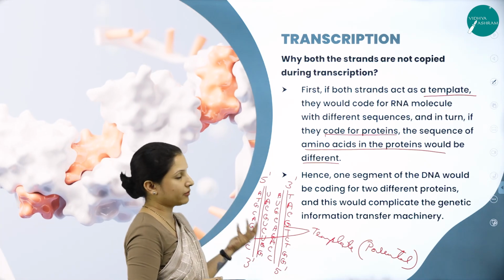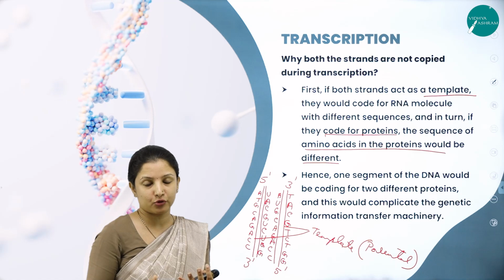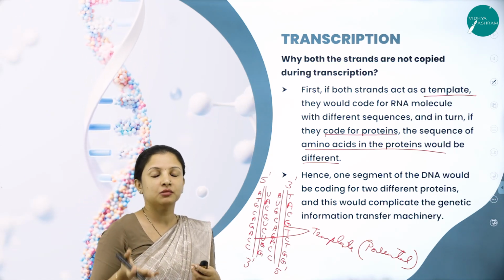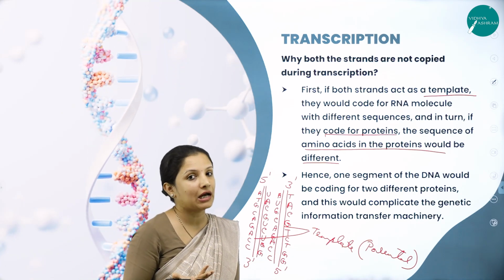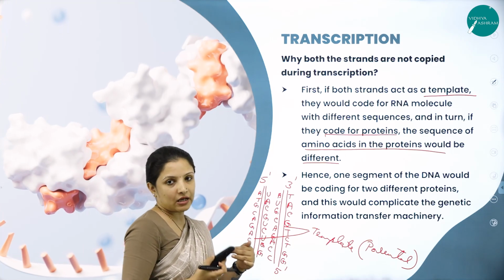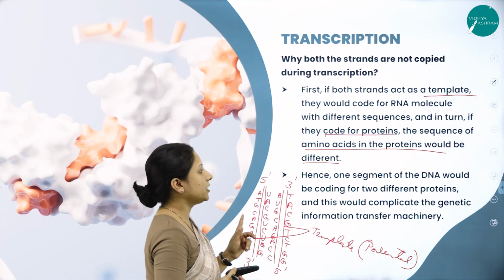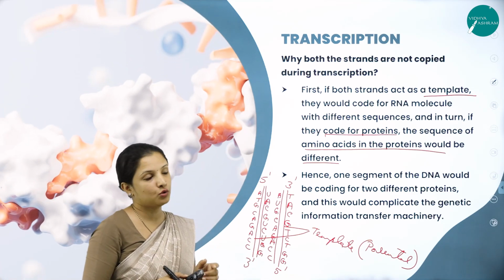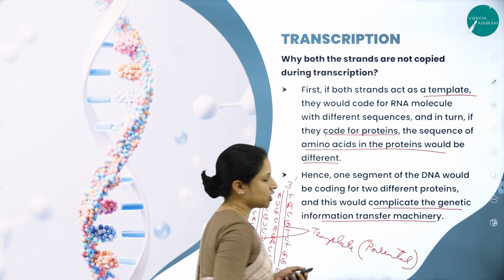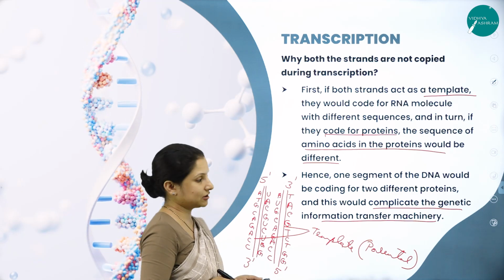Now, if different types of amino acids with different combinations are produced, different sets of proteins will get produced, because at the end of the day, proteins are nothing but chains of amino acids. All this in the biomolecules chapter you have studied in your class 11 and your second PUC, right? So that is why, to avoid confusion, only one strand will participate. Hence one segment of DNA would be coding for two different proteins, and this would complicate the genetic information transfer machinery. It will create a lot of problems. So for that, only one strand will participate.